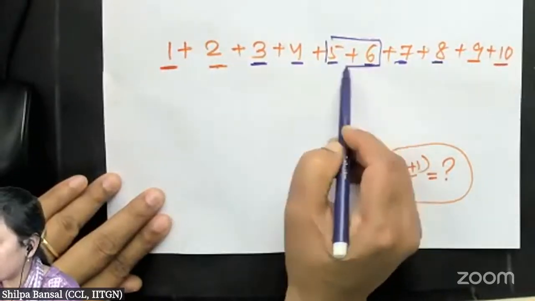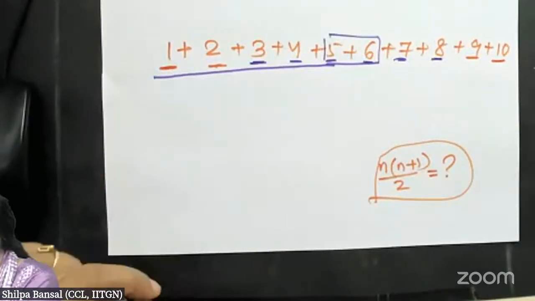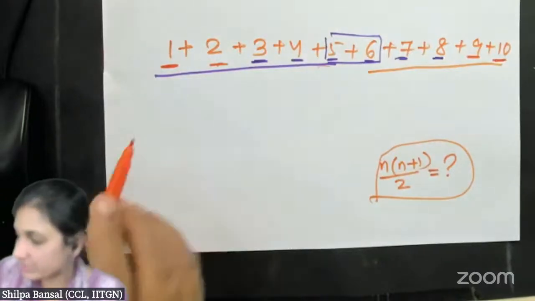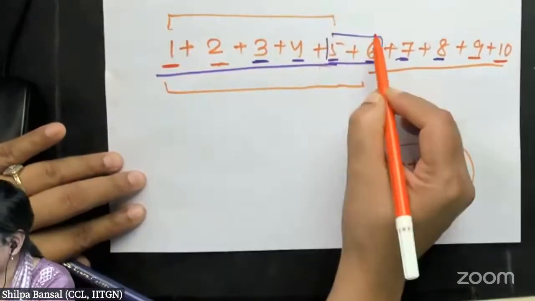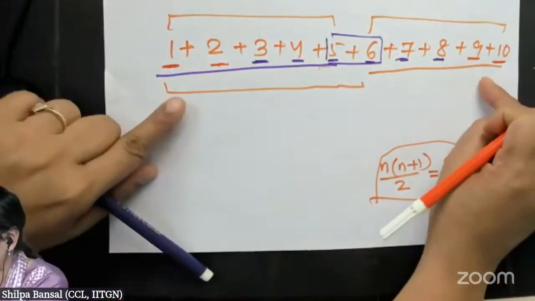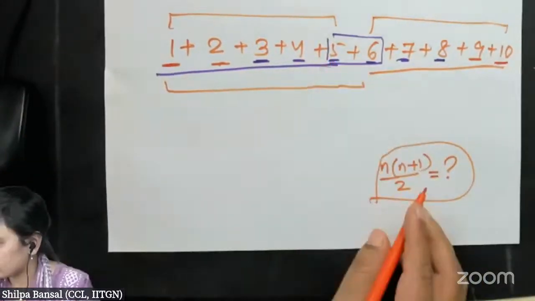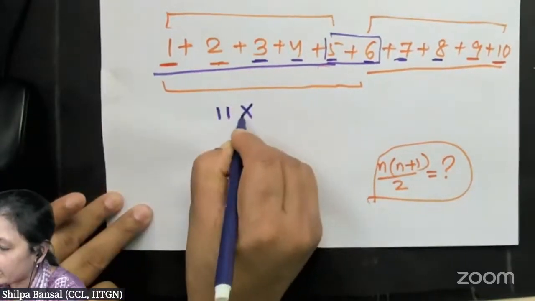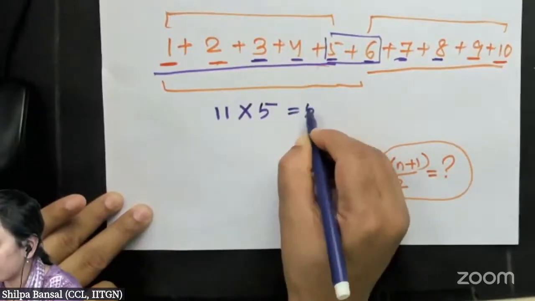So it is grouped into 2 bunches: 1 to 5 in one, and 6 to 10 in the other. So 2 patterns are there. 1 is pairing with 10, 2 is with 9, 3 is with 8. So we are getting 5 such pairs. So we are getting 11 times 5, 11 up to 5 times. So it is 55.